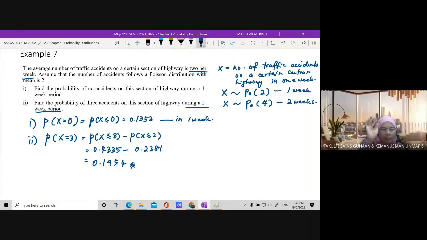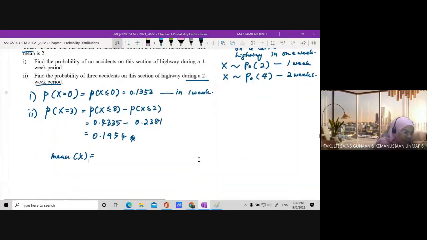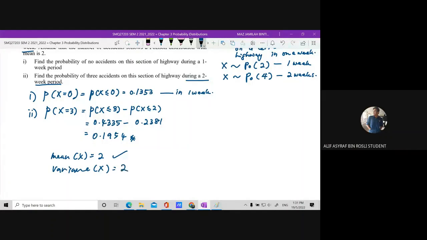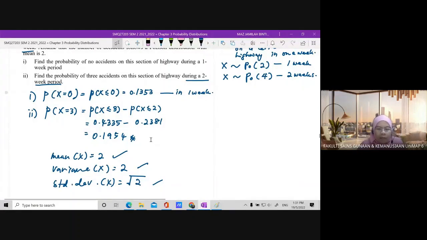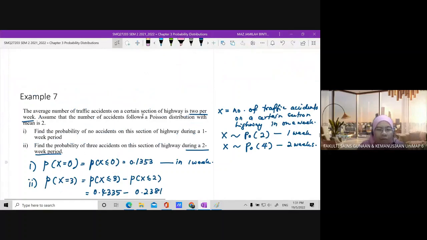Let's say you need to find the mean and variance for this particular X. What is the mean of X here? The average number of accidents in 1 week, which is 2. Correct. What is the variance for X? 2, correct. What is the standard deviation of X? Square root of 2. As simple as that. So that is how to find probability for the Poisson distribution. Any questions so far, class?